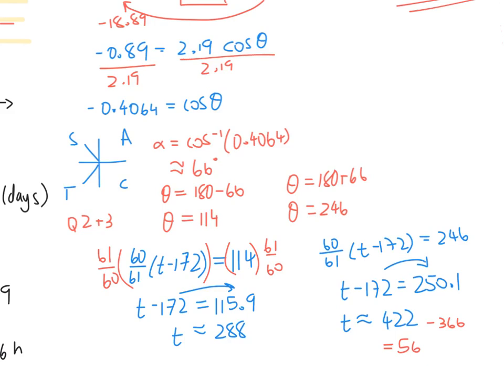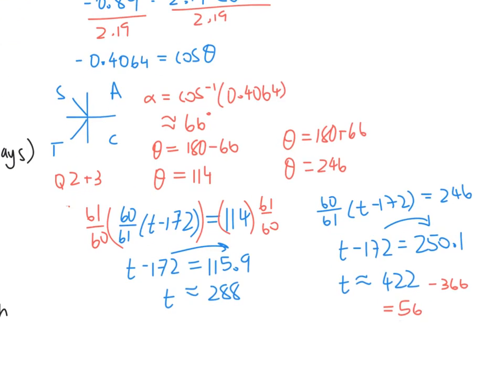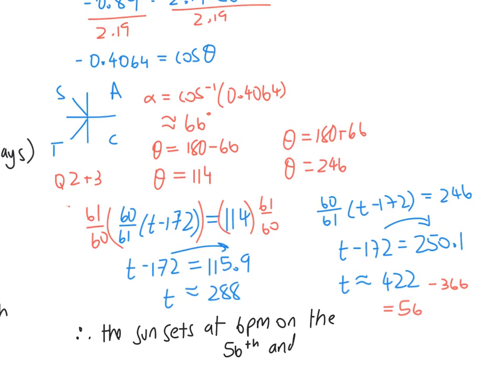And you can check this work if you want. Take the 288 and replace t with it in that original equation. And take 56, replace t with it, and plug it into your calculator to see if you actually get 18 or close to 18. So now we can just write a quick therefore statement. Therefore, the sun sets at 6 p.m. on the 56th and 288th day. And if you wanted to, you could try to do the math and figure out the actual day of the year, but this is sufficient.